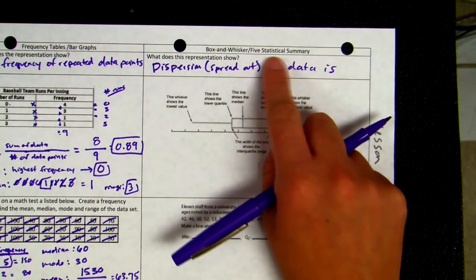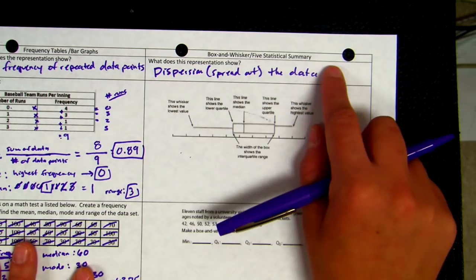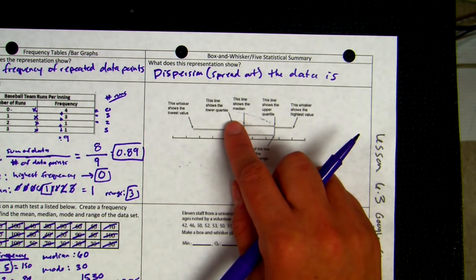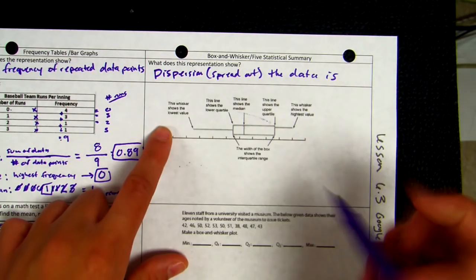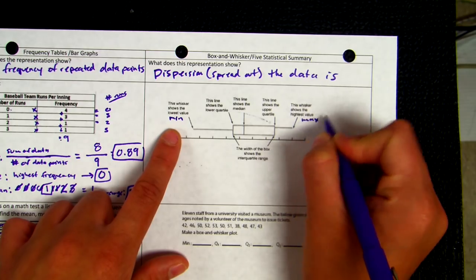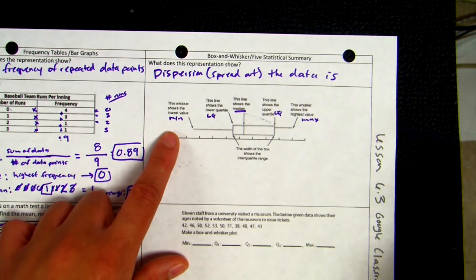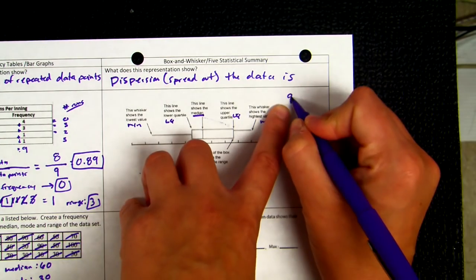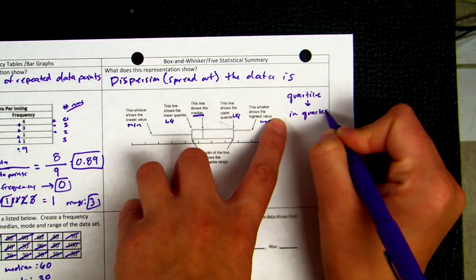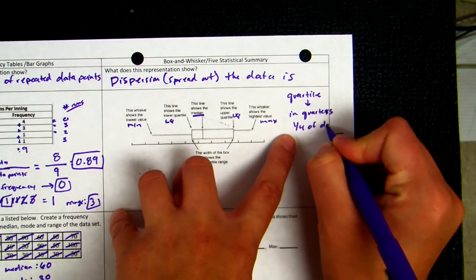You'll also see this called a 5 statistical summary because there are 5 points you need to construct a box and whisker plot. So the dispersion, a box and whisker plot helps us see how spread out or how condensed data is. There are 5 main points that you need. You need the lowest value or the minimum, the highest value or the maximum, the median, and the lower quartile and upper quartile. The word quartile means in quarters, I forgot the R there. So 1/4 of the data.